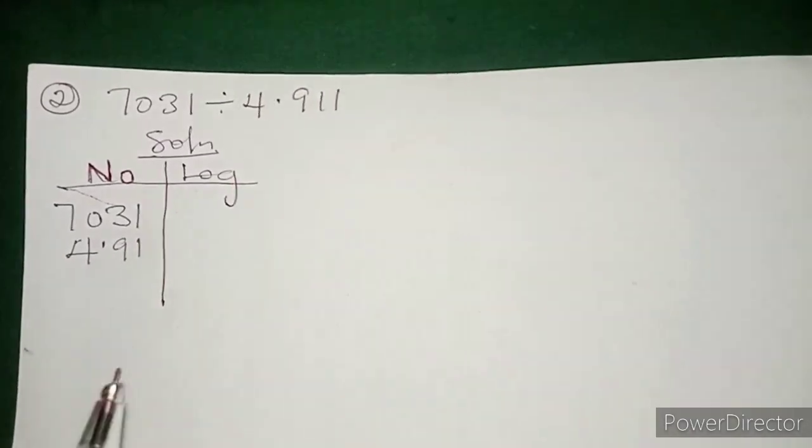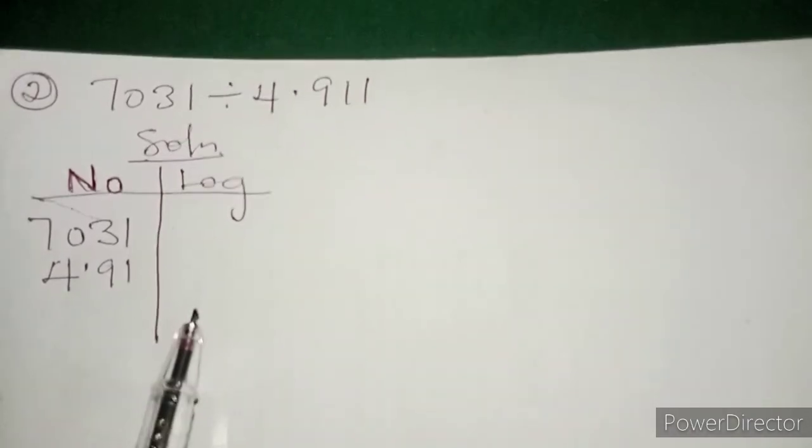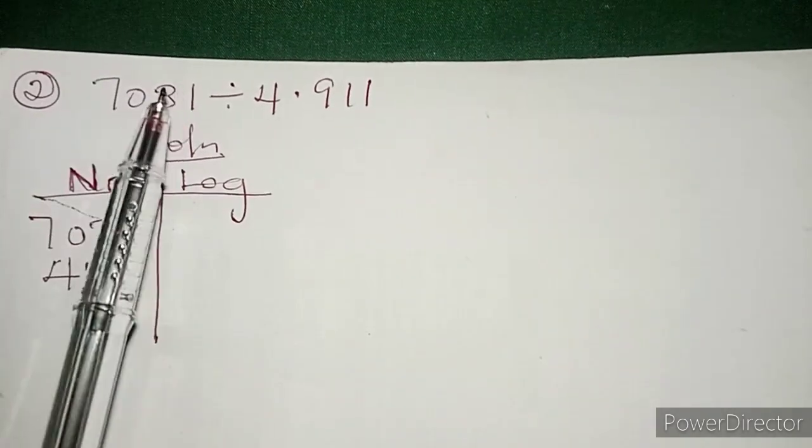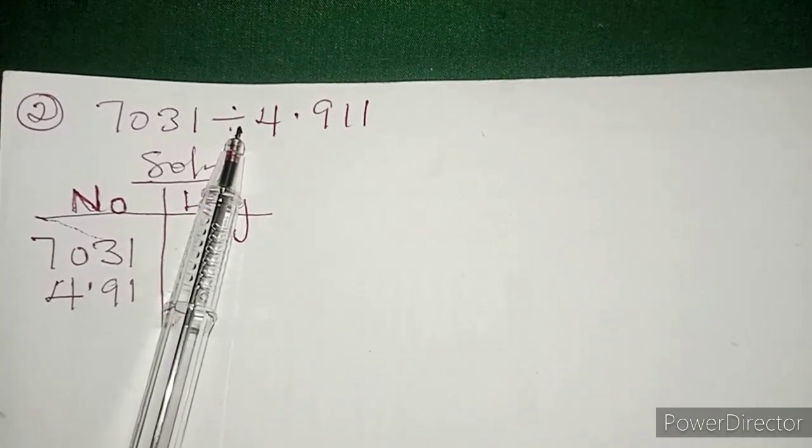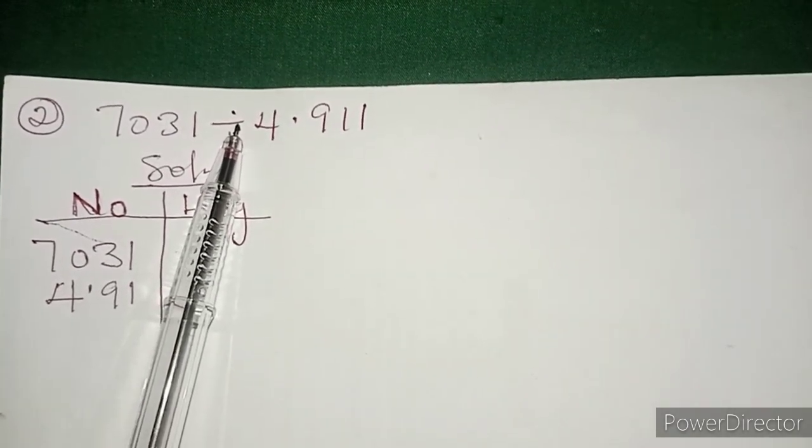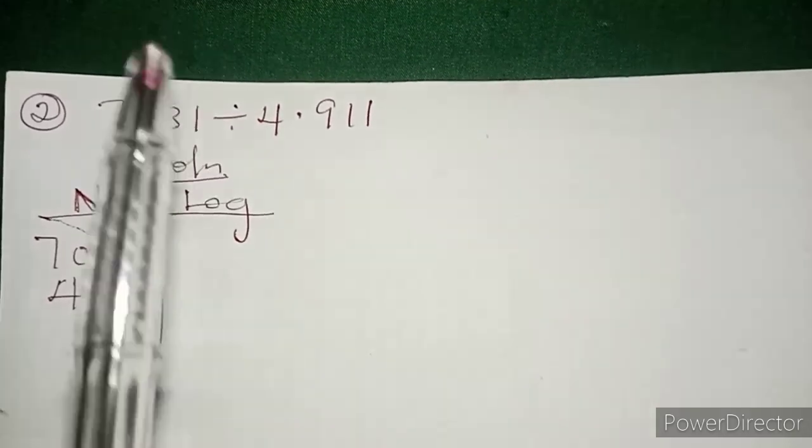Okay, this is example 2. Quickly, we want to look at example 2. How do we work on this? Take note of the sign here. This time around it is division. Before it was multiplication. Now it's division. See what is going to be our operation now.